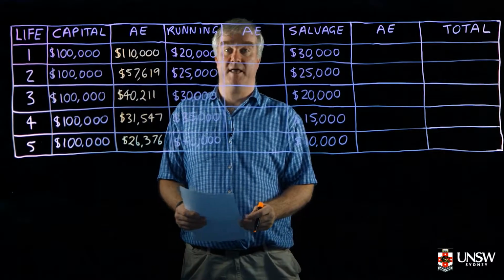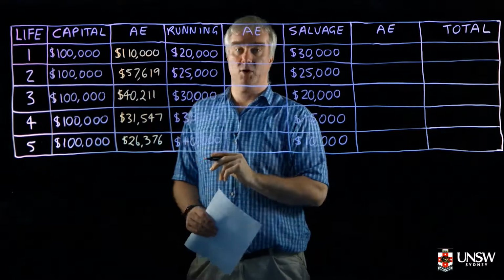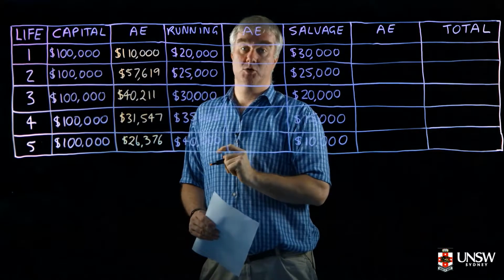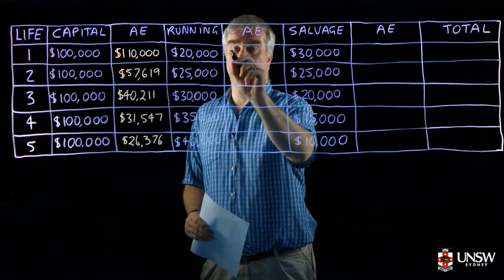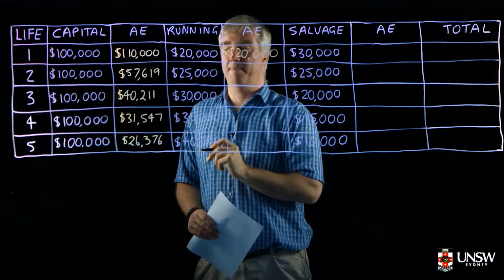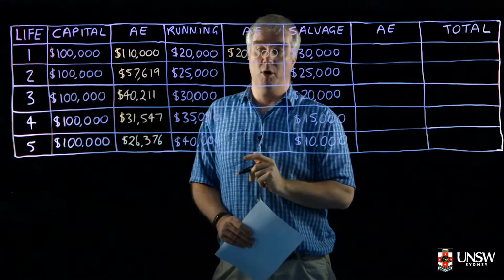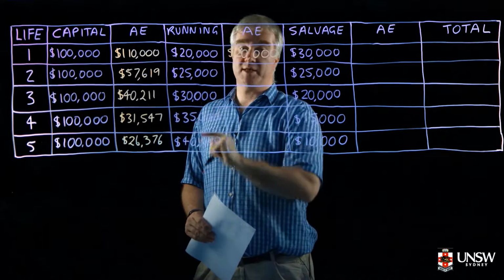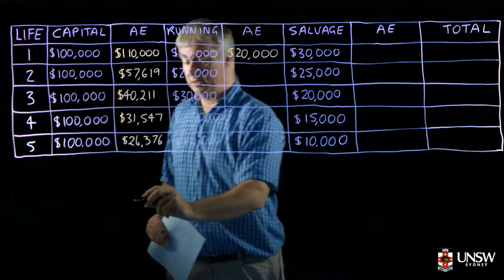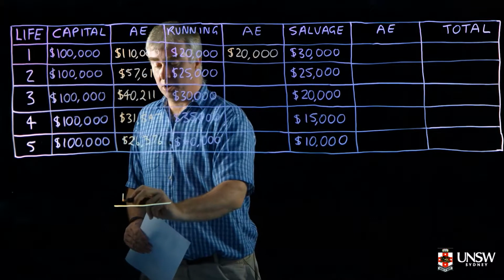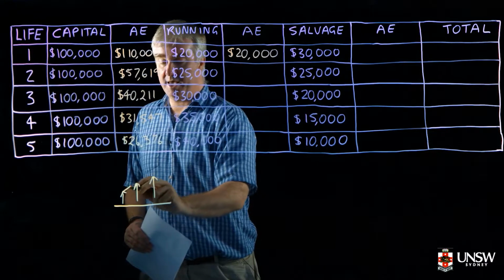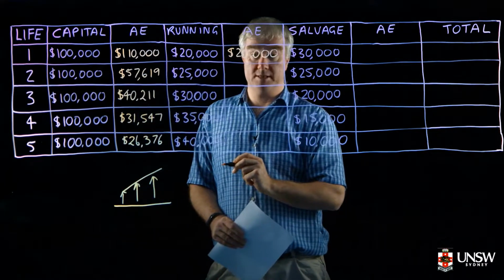Now we're going to calculate the annual equivalent of the running costs. For the first year this is pretty easy because it's quite simply $20,000 is a cost per year. So we put $20,000 in here. For the second one it's more complicated because we're paying $20,000 for the first year and $25,000 for the second year. So what's happening is our costs look like this. Each year they're getting bigger, but it's a straight line.